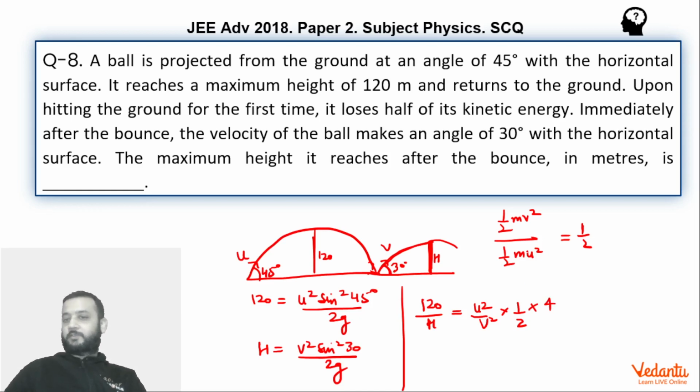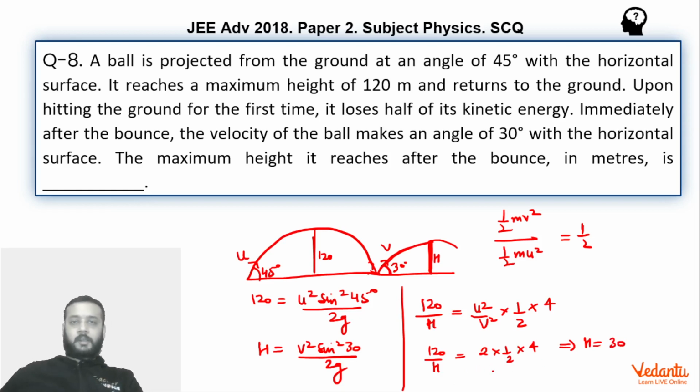Now u square by v square from here can be seen, it is 2. So 120 upon h is equal to 2 into half into 4, which gives us the value of h as 30. So this was a fairly simple question in my opinion, but some of the students got this wrong. Now let us also see the mistake that they committed.